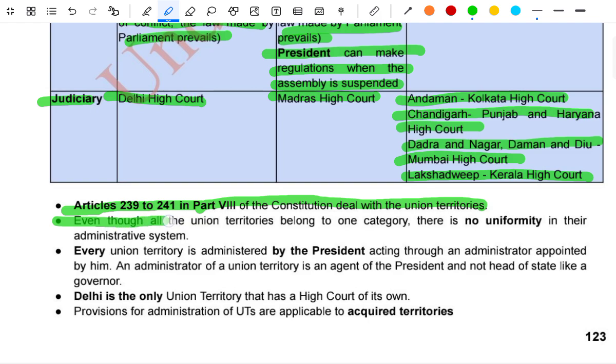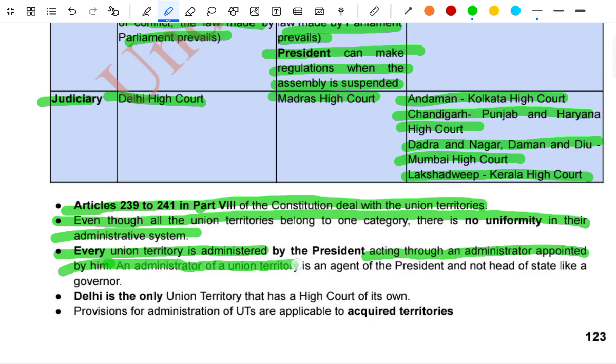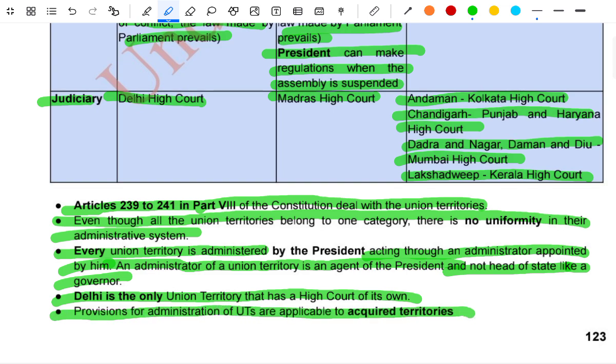Even though all the union territories belong to the same category, there is no uniformity in their administrative system. Every union territory is administered by the President acting through an administrator appointed by him. An administrator of a union territory is the agent of the President and not the head of the state like a governor. Delhi is the only union territory that has a high court of its own. The provision for the administration of duties is applicable to acquired territories.